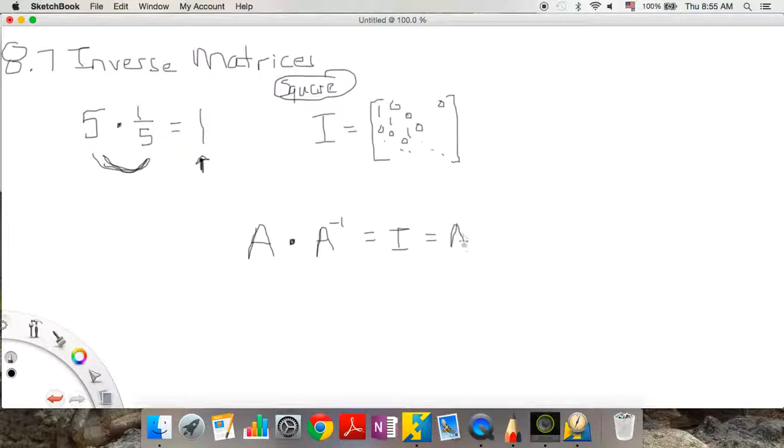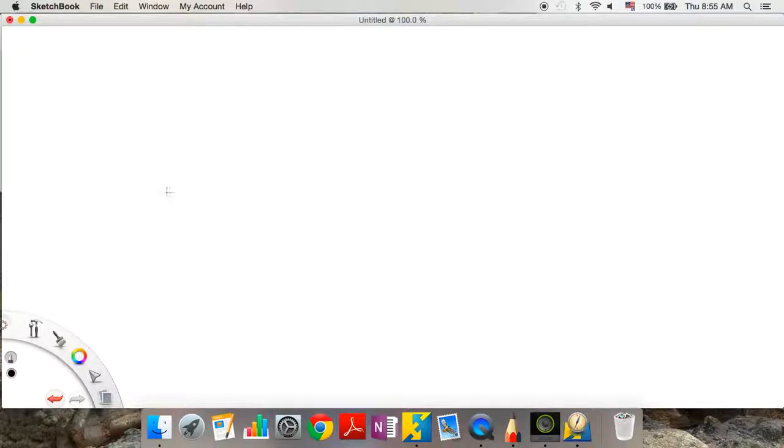And if it's an inverse, it works on the left or on the right. Because remember, multiplication of matrices is not commutative, but with square matrices, their inverse, either way, should get the identity matrix. So how do we find these?